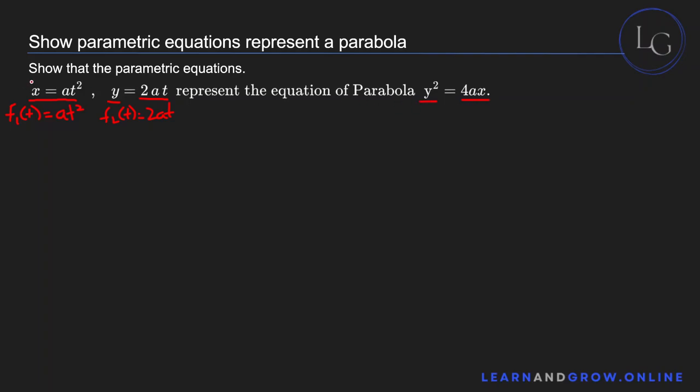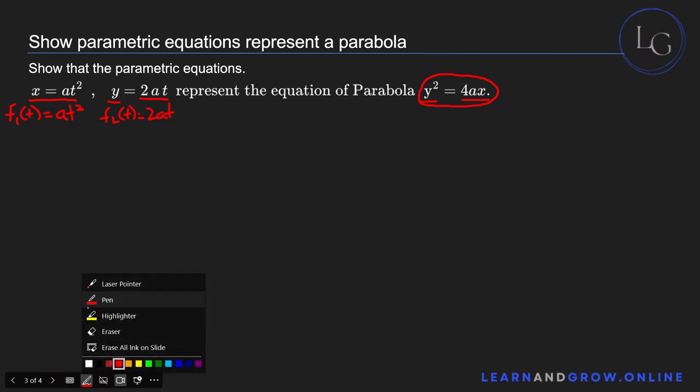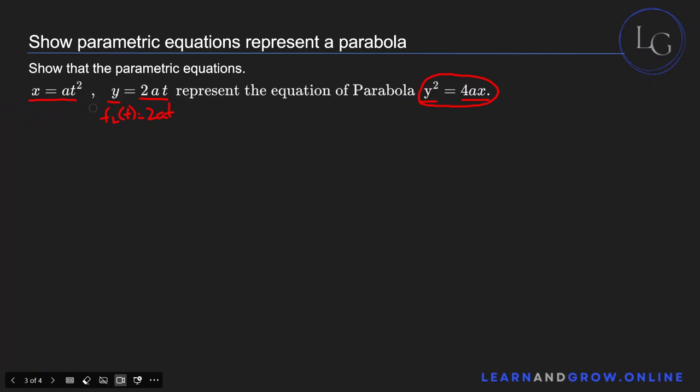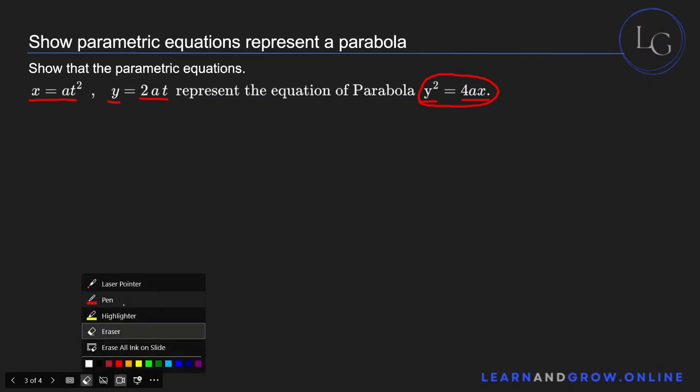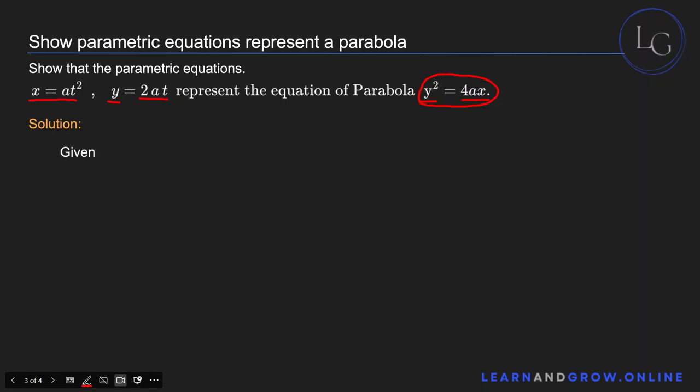We need to show that these two parametric equations of x and y are equal to the equation of the parabola, right? So let me just rub this off for now. I just need to show you how they were functions of a common variable t. Now let's see. This is given to us and this is given to us, right?